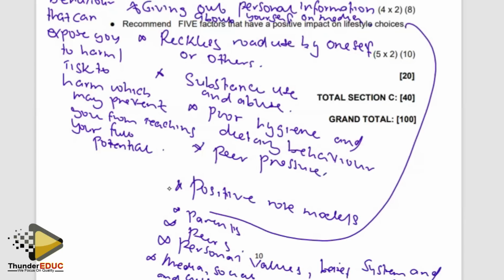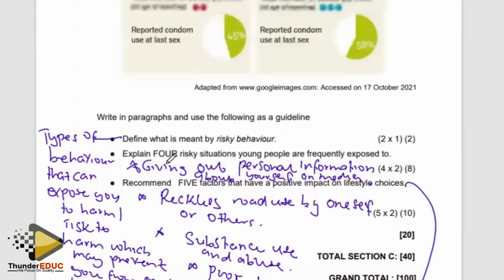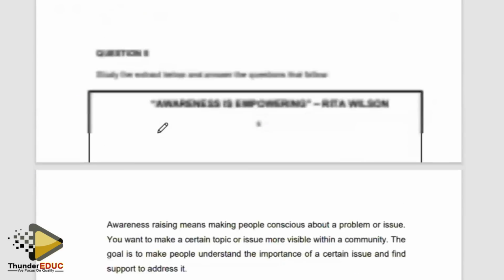So with that, you'll have your grand total of 100. But remember, with section C, you are only doing 2 questions. You leave the third one and cross it out.